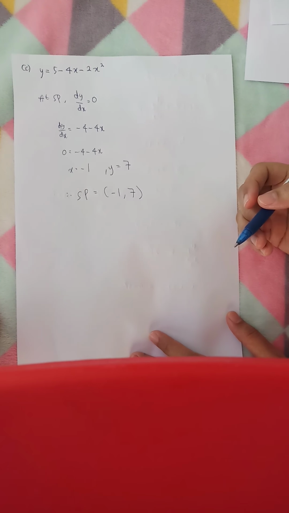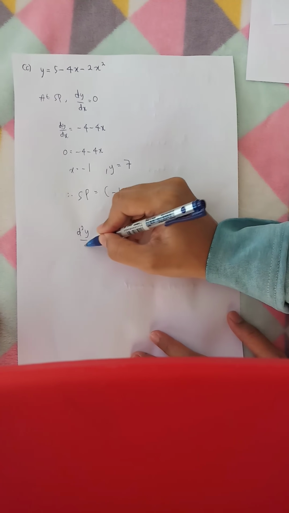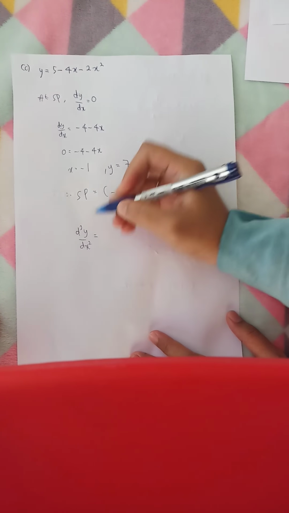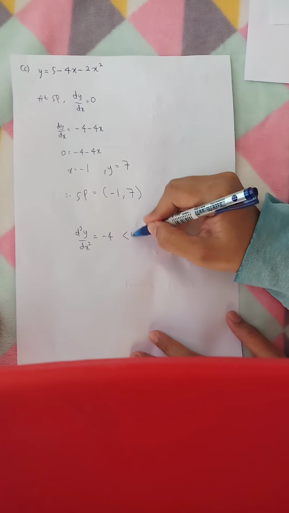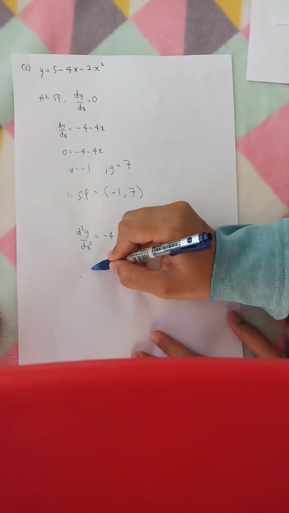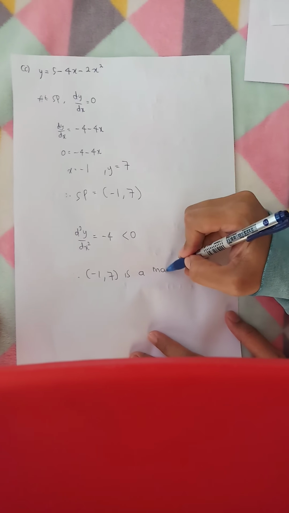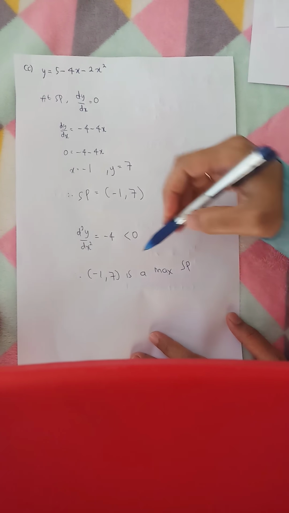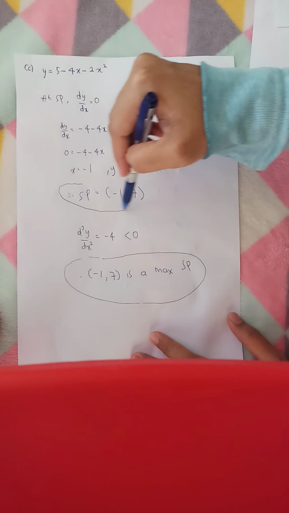How to get the nature? By doing the second derivative. So find the second derivative. d square y over dx square is equal to, from here you will get a negative 4. Negative 4 is less than 0. So therefore, negative 1, 7 is a maximum stationary point. So this is your final answer.